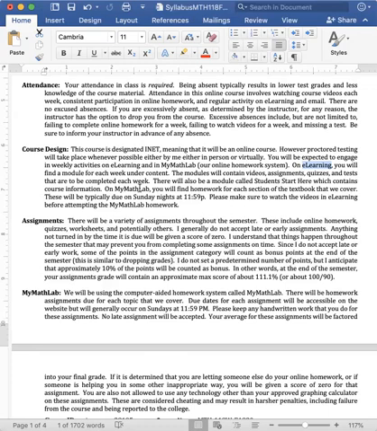On MyMathLab, you will find homework for each section of the textbook that we cover. And that homework will be typically due on Sunday nights at 11:59 p.m., so a minute before midnight on Sunday nights. You can expect to have the homework due that was assigned throughout the week.